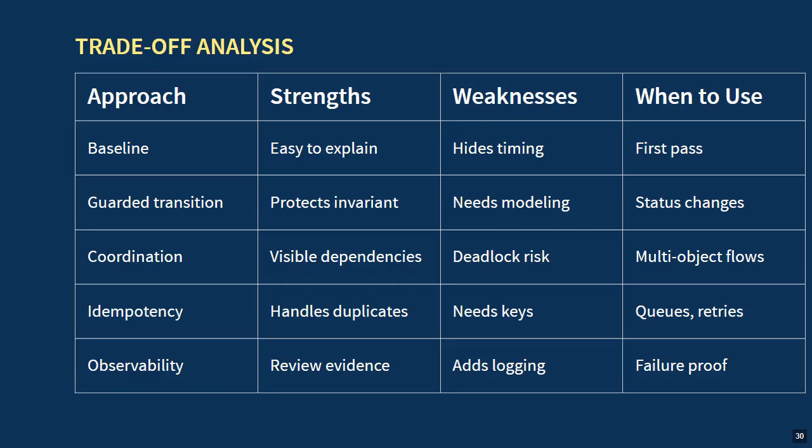In analyzing trade-offs, we review various approaches and their respective strengths and weaknesses. For example, a simple baseline is easy to use, but often obscures timing assumptions. Guarded state transitions protect core invariants, but require careful modeling. Explicit coordination shines a light on dependencies, but risks introducing bottlenecks. Understanding these nuances is vital for making informed design decisions.